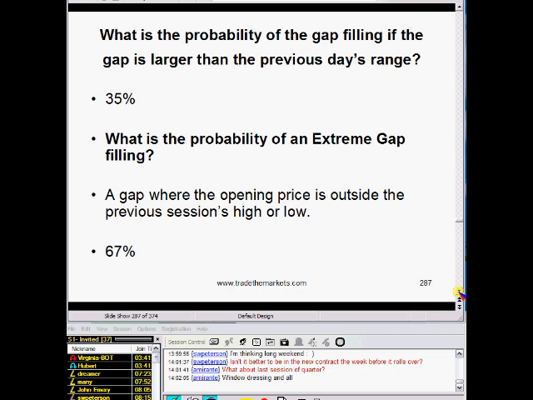What is the probability of the gap filling if the gap is larger than the previous day's range? It's 35%. Does everybody understand that? So let's say yesterday we were in a 20-point range and we gapped up 40 points. Today, 35% chance it's going to fill. So you pass.